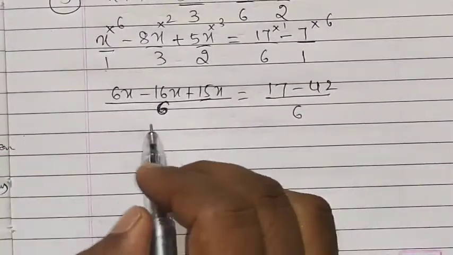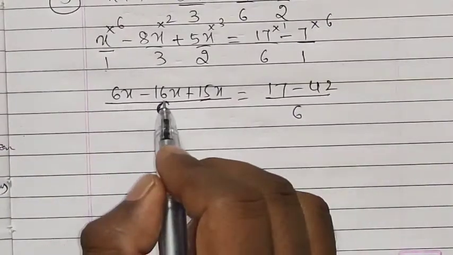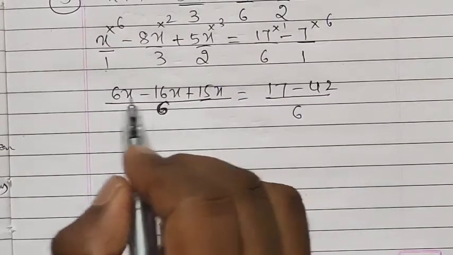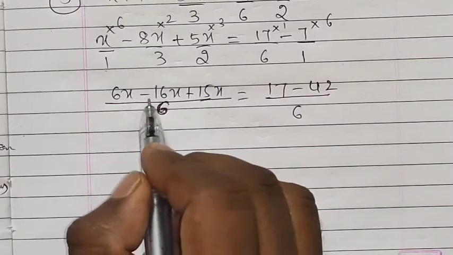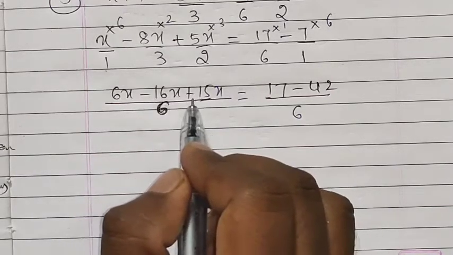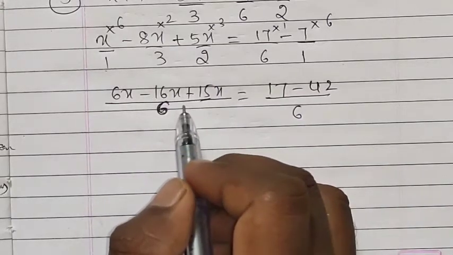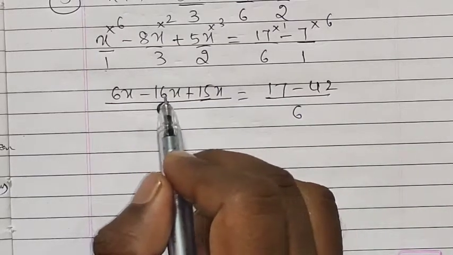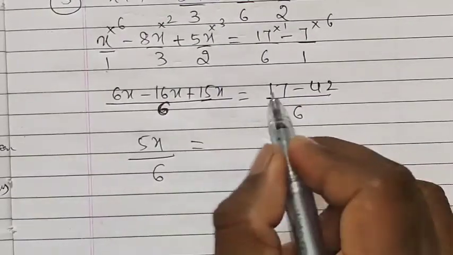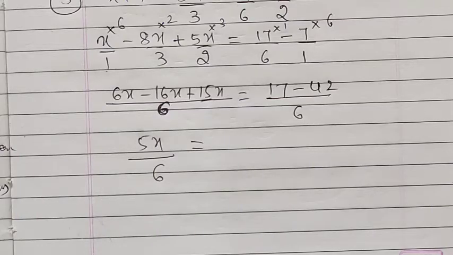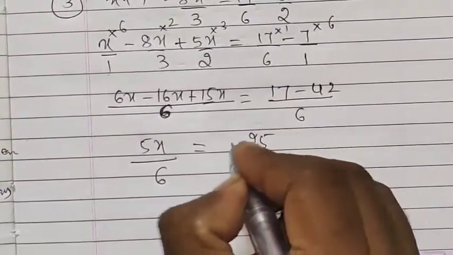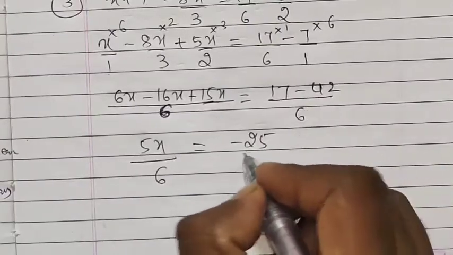Next, 6x minus 16x. One number positive, one number negative means subtraction. 16x minus 6x is 10x, but minus 10x, since the bigger number 16 is having minus. Minus 10x plus 15x: one number negative, one number positive means subtraction. 15x minus 10x, answer is 5x divided by 6 is equal to 42 minus 17. 42 minus 17, answer is 25, but minus 25 because 42, the bigger number, is having minus, divided by 6.